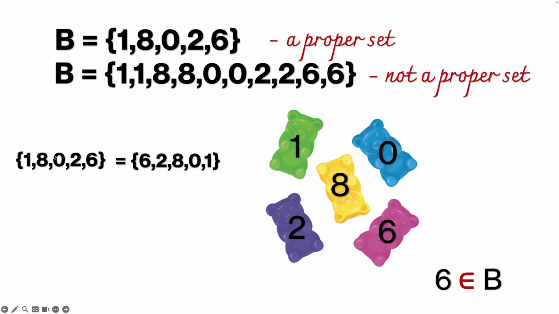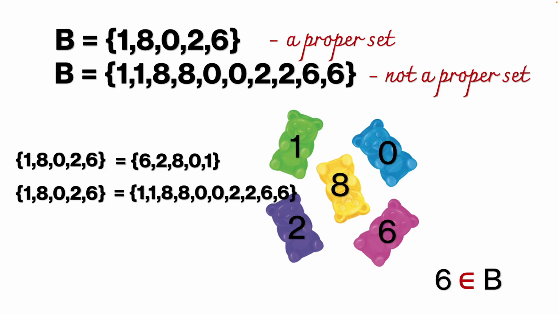Si 1, ayan. Si 8, ito. Si 0, yan. Si 2, ito. Si 6, ito. So, still {1, 8, 0, 2, 6} is equal to {6, 2, 8, 0, 1}. This is correct. And these are both proper sets. What if sinabi ng teacher niya {1, 8, 0, 2, 6} is equal to {1, 1, 8, 8, 0, 0, 2, 2, 6, 6}? This is still correct, but this is not a proper set. Okay? So, mas tama itong nasa taas. Okay? So, this is still acceptable, pero this is wrong in discrete math.